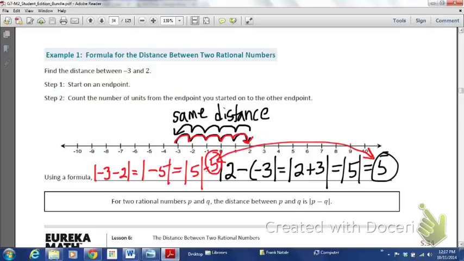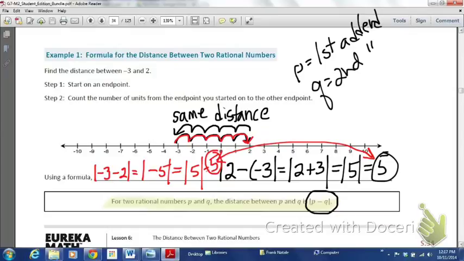Now, when we create a formula, we create it one way. So for two rational numbers here, and you can see here's a definition down here, for two rational numbers P and Q, the distance between P and Q is the absolute value of P minus Q. Okay? So in this P minus Q, P is that first addend, and then the Q is the second addend.